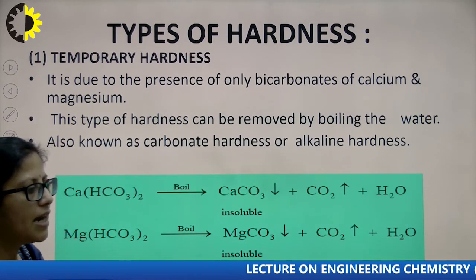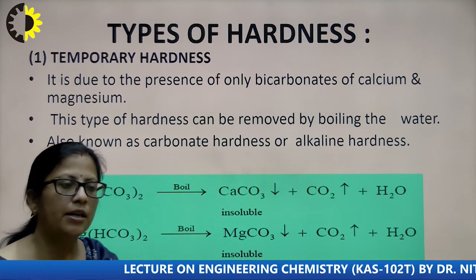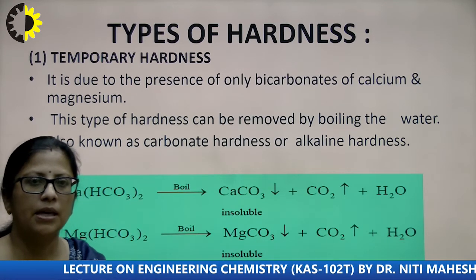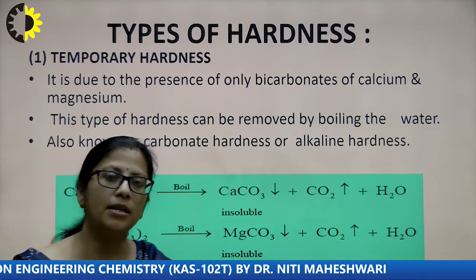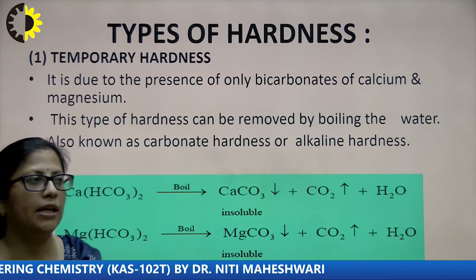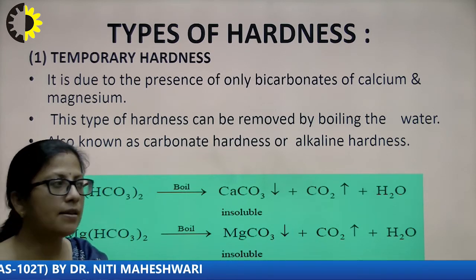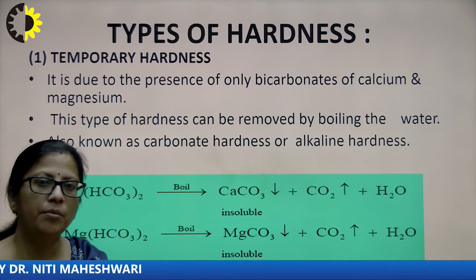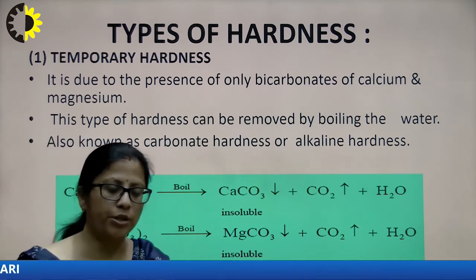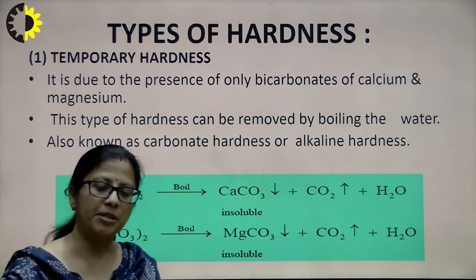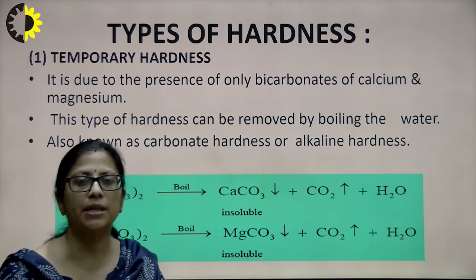Coming to the types of hardness. Hardness is of two types, temporary and permanent. As the name suggests, temporary hardness is that hardness which is caused by only bicarbonates of calcium and magnesium, and this hardness can be removed by a simple boiling process. Even at homes, if we boil water, then a white precipitate is formed along the sides of the utensil.